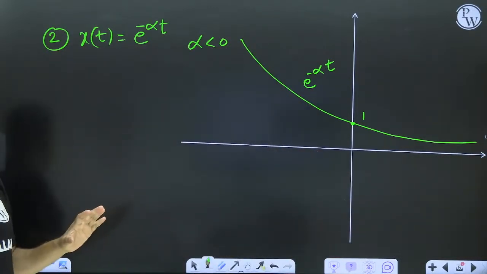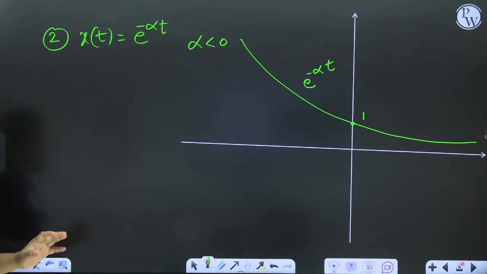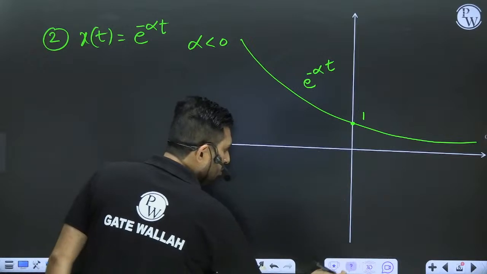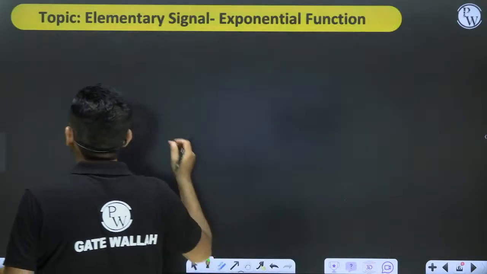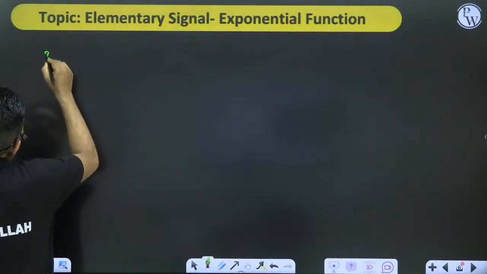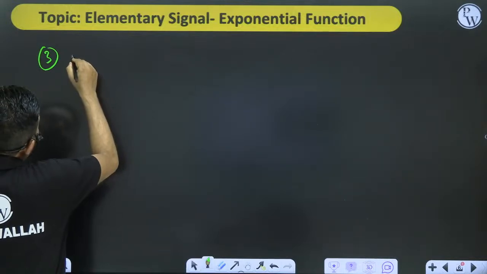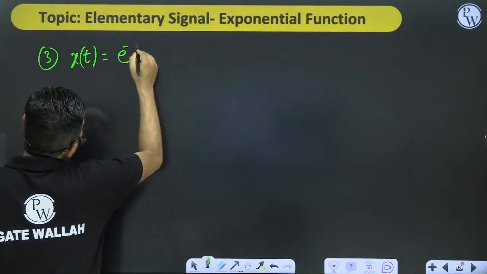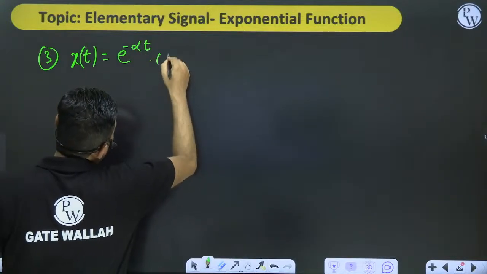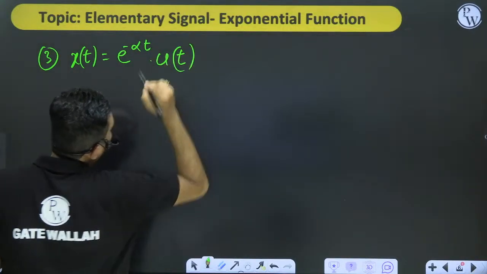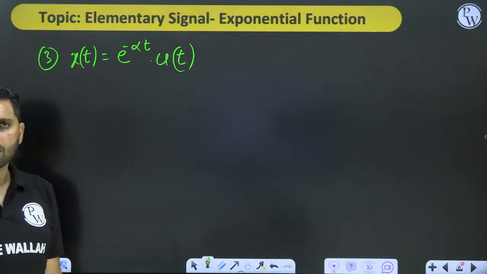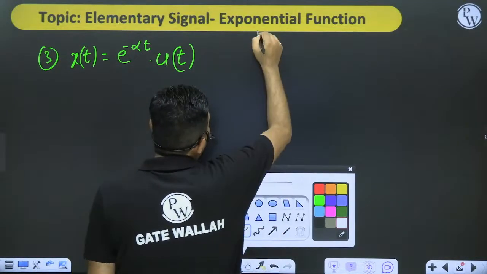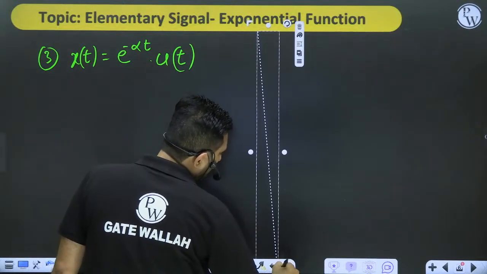But what I am doing is that, see here, this is 2. Let us plot a new function. See here, suppose I have a third, I want x of t to be e to the power minus alpha t times u(t). How will you plot this function?